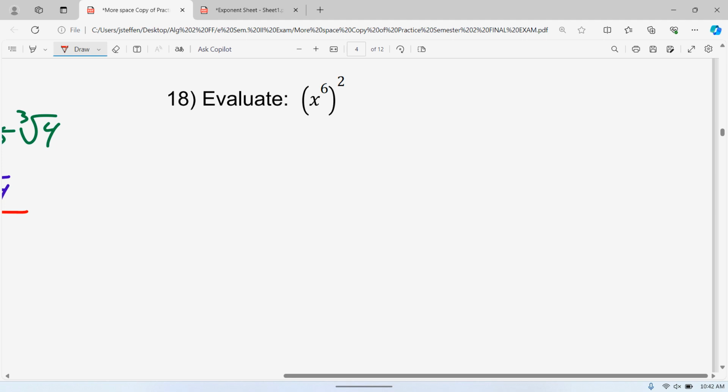We've done this a bunch. Again, this is another one I left in there because it should be a no-brainer at this point. We have an exponent raised to another exponent. We multiply these. X raised to 12. If you didn't know that, that's fine. Hopefully you do now, but there probably will be one like that on the test. And I'm trying to be nice with it.